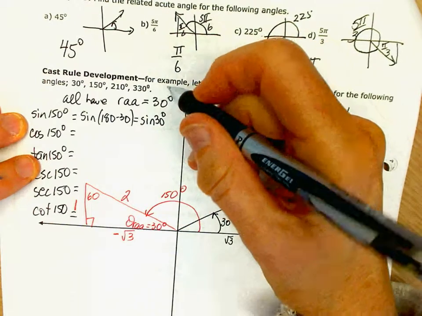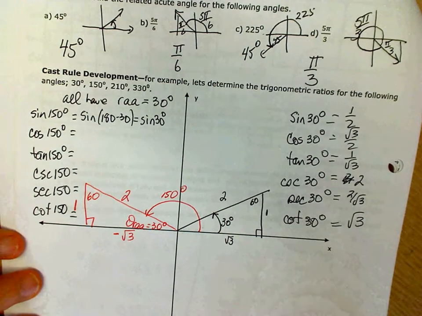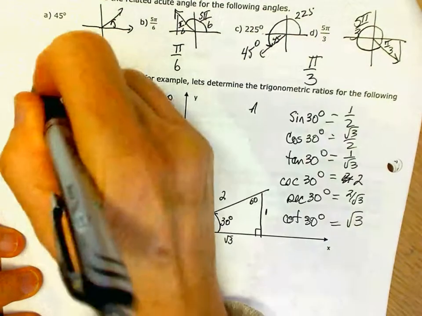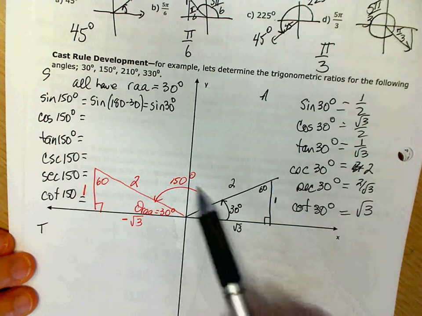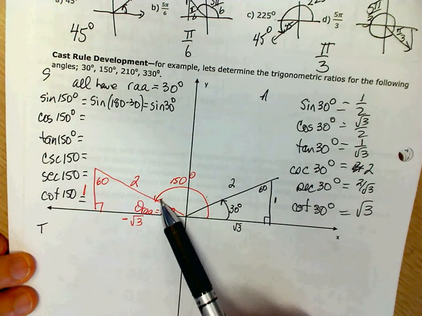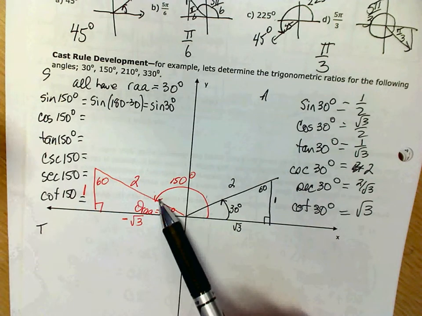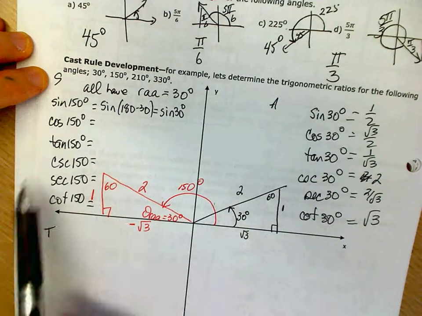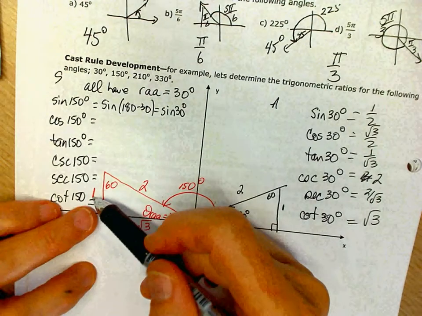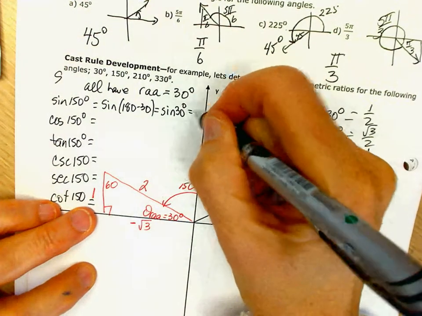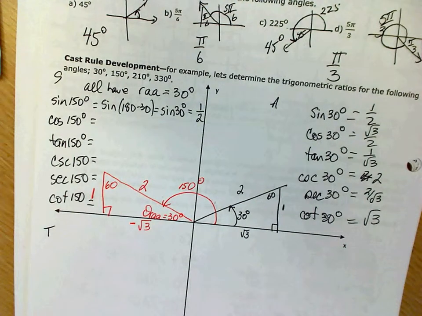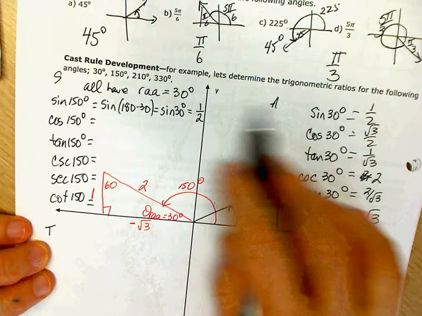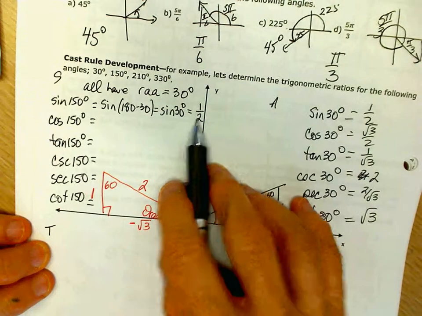Now, the question is, CAST. Can you tell me if this angle will have a positive sign or a negative sign? Positive, right? Because CAST tells you sine is positive. 1 over 2. Notice, same quantity, the sign, they're both positive. Let's look at cos 150.